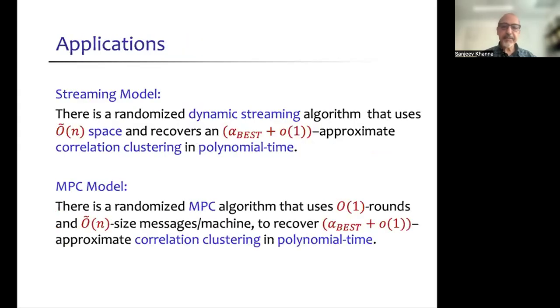And once we have this main theorem, it has immediate applications to sublinear algorithms. So for instance, it gives us a dynamic streaming algorithm that uses n polylog n space and matches the best classical approximation ratio. Similarly, we can also get a constant round MPC algorithm that matches the best classical approximation ratio. So in the remainder of my talk, I will present a high-level proof sketch of our main result.